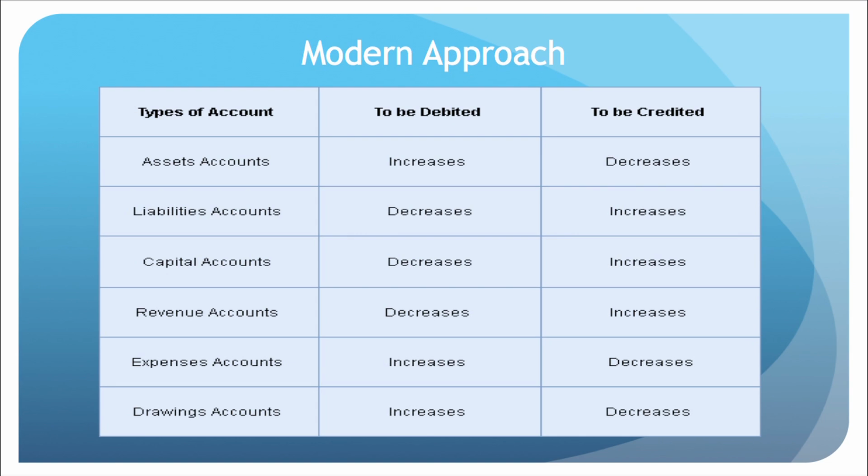Revenue accounts, it will be debited if there is a decrease and it will be credited if there is an increase. Expense accounts, it will be debited if there is an increase and it will be credited if there is some decrease. Drawings account means the goods or the money that we withdraw from the business for our personal use, that is known as drawings. So it will be debited if there is an increase and it will be credited if the drawings account is reduced by some amount. So this is the classification of accounts.